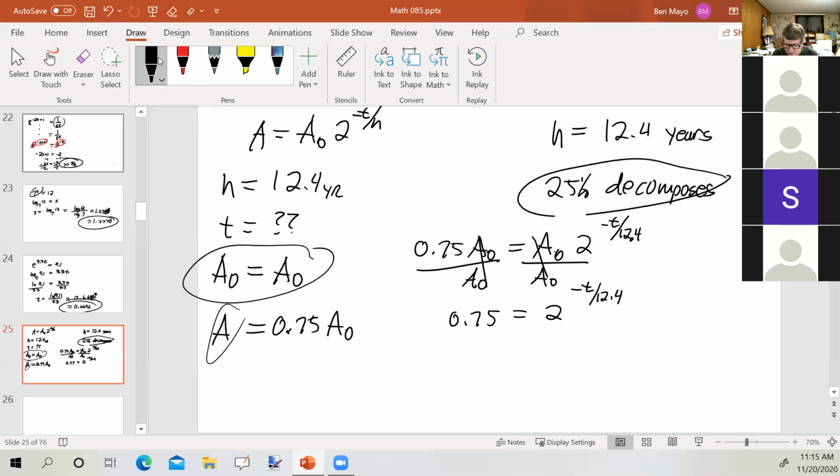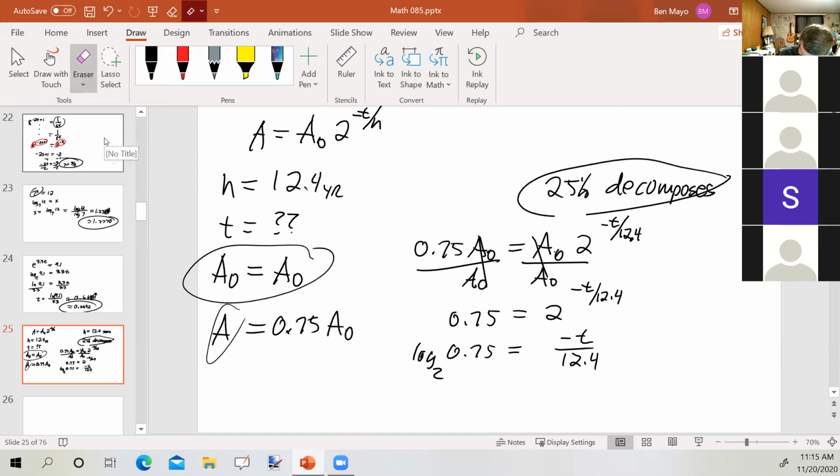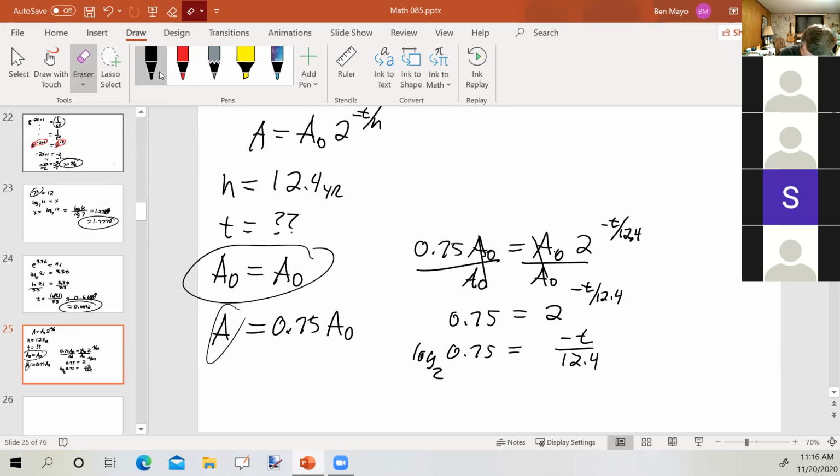This is an exponential equation. I'm going to rewrite it as a logarithmic equation. Okay, so log base 2 of 0.75 equals negative t over 12.4. We okay with how I got there? All right. I am going to go up here and erase this so that I have a place to write without having to go to the next page. Okay, so I'm going to go back up here.